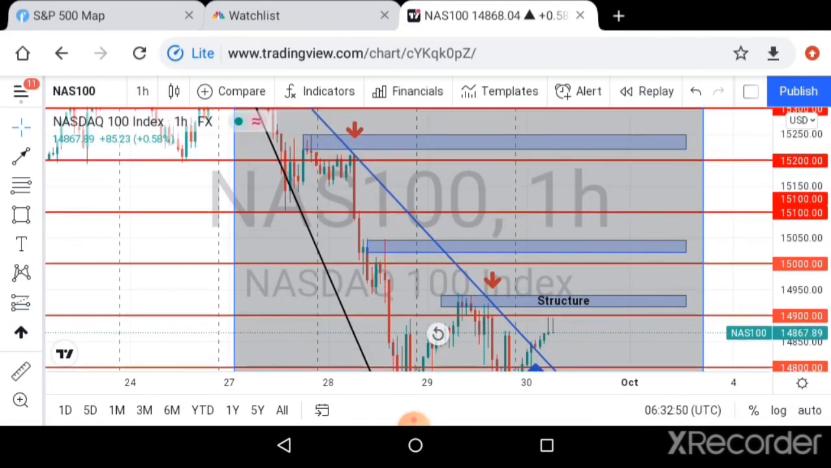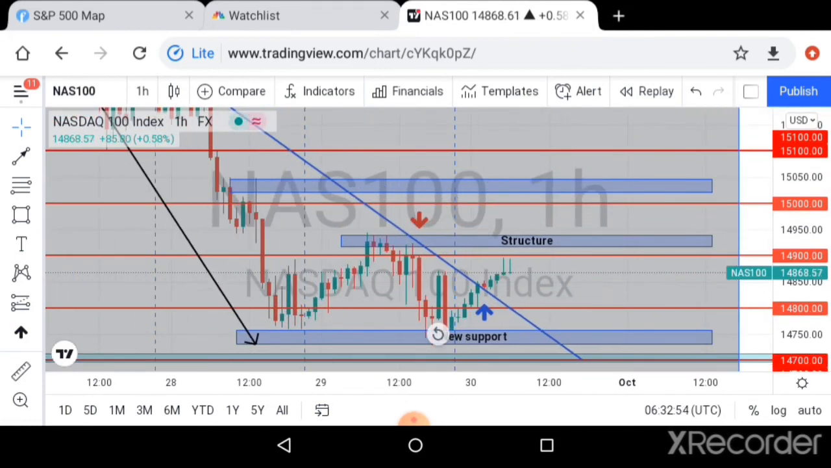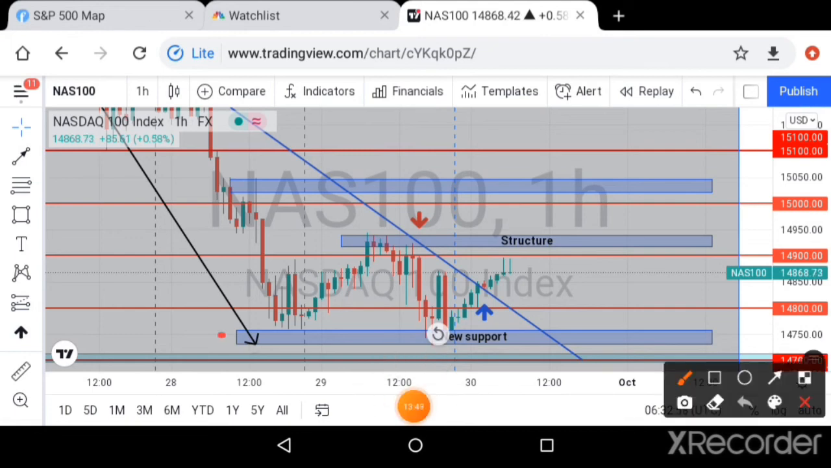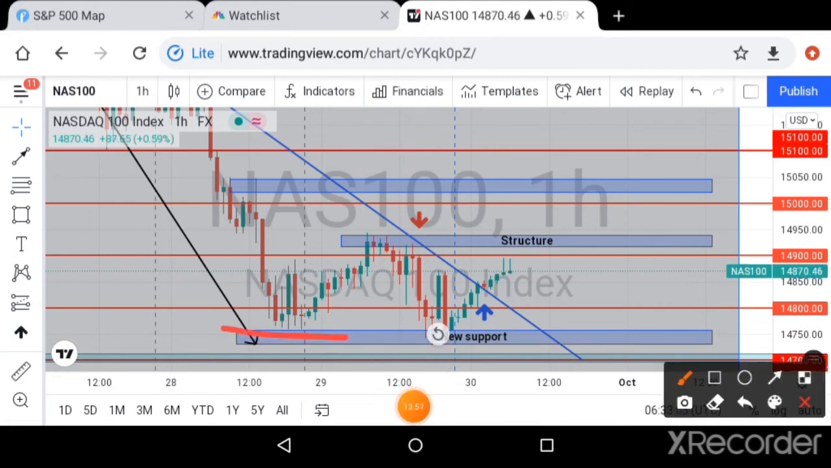So right now we are looking at the market. This is your structure. This is our new support because this was the low that was formed by the market. The market decided to come at this point and form this low. So actually this was the low. Let me just mark it correct. This was our low. Then it came back, retested this low. So now it formed a new support structure.